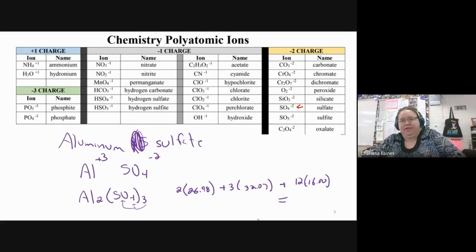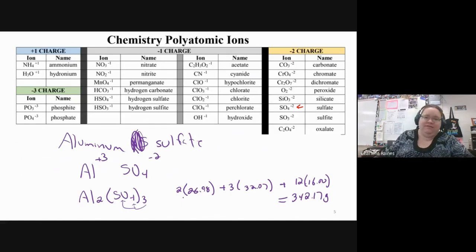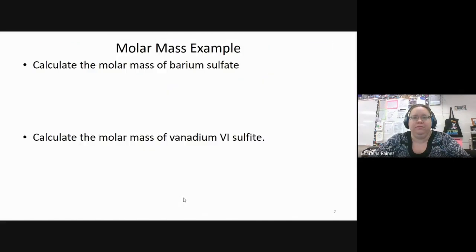So handy dandy calculator tells me that my molar mass of aluminum sulfate is 342.17 grams, which is just a fancy way of saying that if I had 1 mole of that substance, it'd be 342.17. So pause the video, see if you can calculate the molar mass of each of these 2 substances, then come back and see if you got it right.